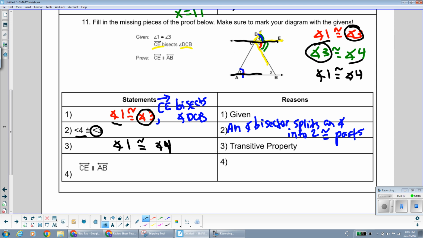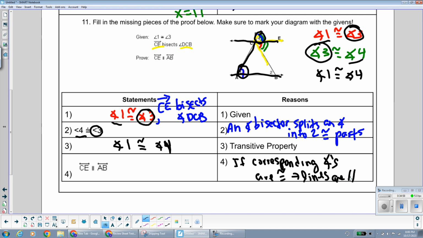Here are my lines. And here's my transversal. Well, I should say a transversal. Let's think about what kind of angles these are. We have top right, and we have top right. These are corresponding angles. So I'm going to put here, if corresponding angles are congruent, then lines are parallel.